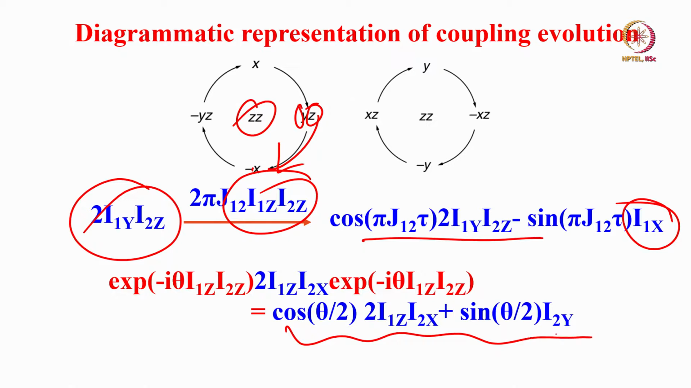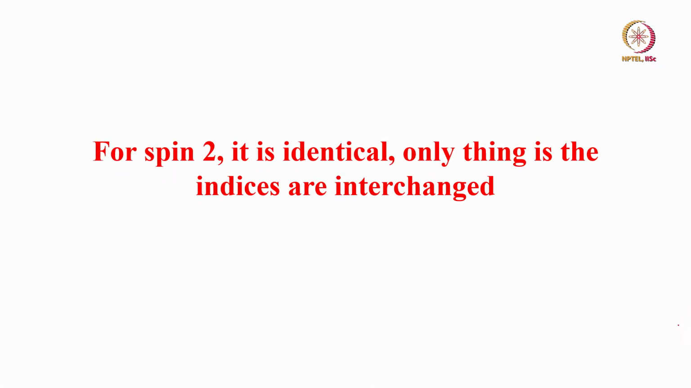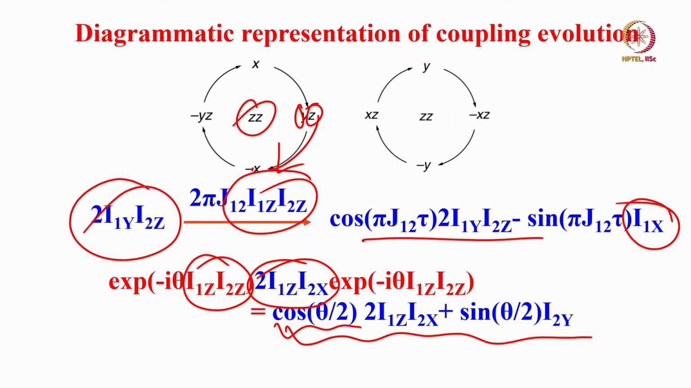So, the exponential of this term, if you work it out using the diagram, turns out to be as follows. Now what I am doing, this 2 I1z I2x is evolving under I2z and I1z I2z. The solution is cosine of theta by 2 into 2 I1z I2x plus sin theta by 2 into I2y. Very simple. So, what we worked out here is for spin 1. We took the spin 1 evolution under offset and then under J coupling.